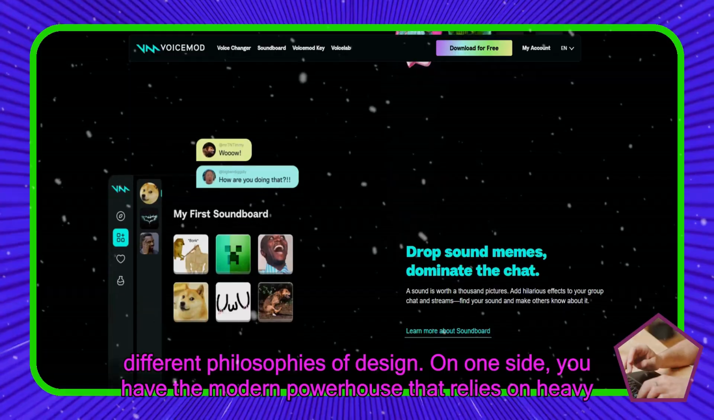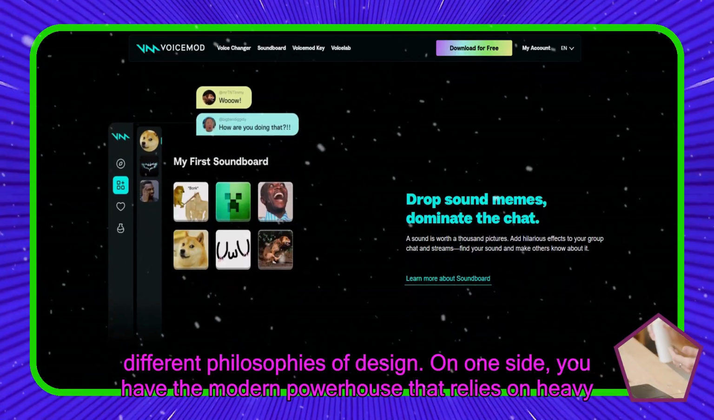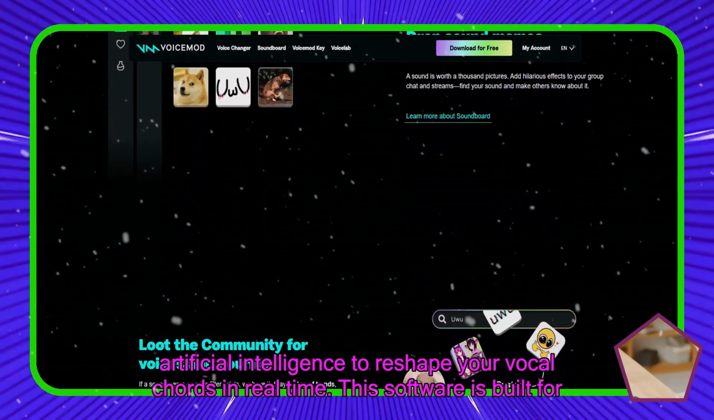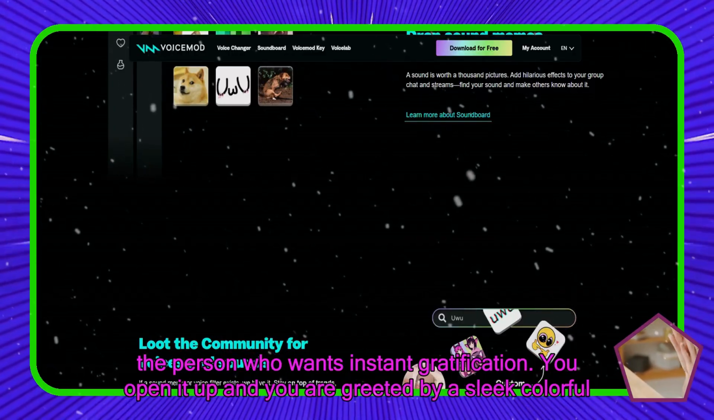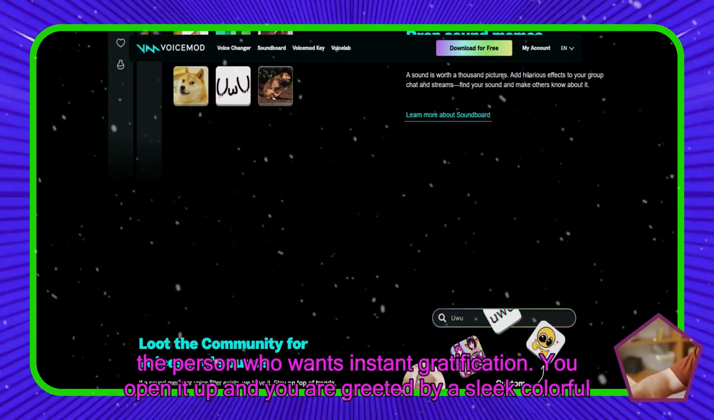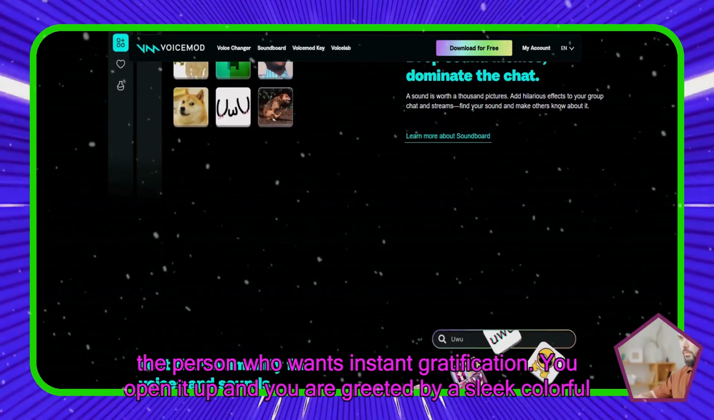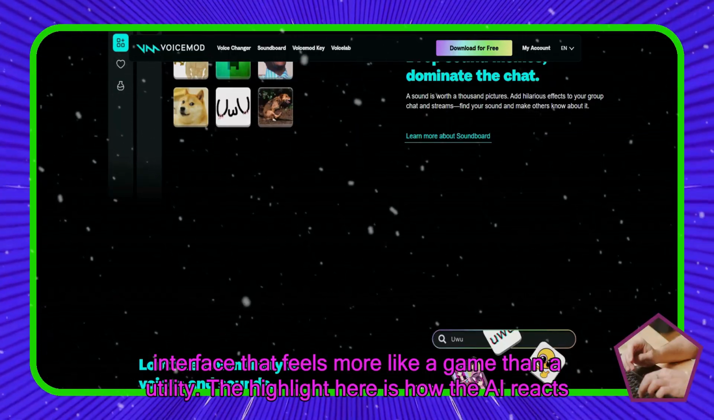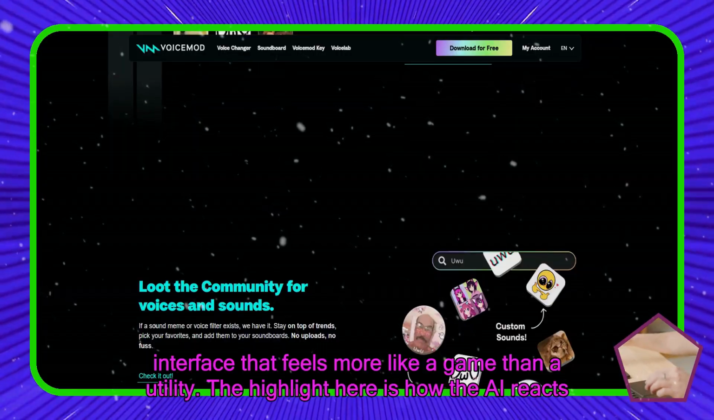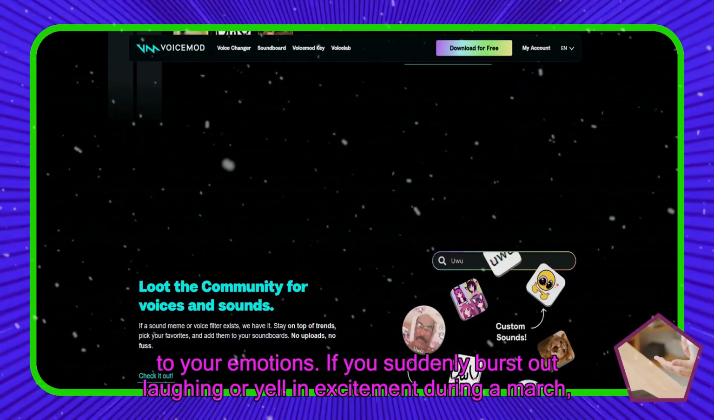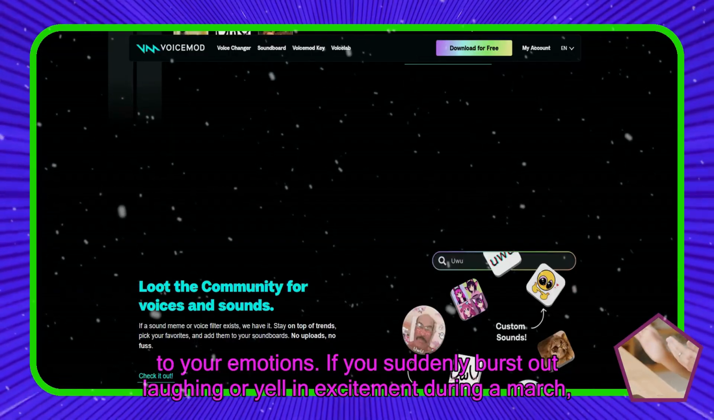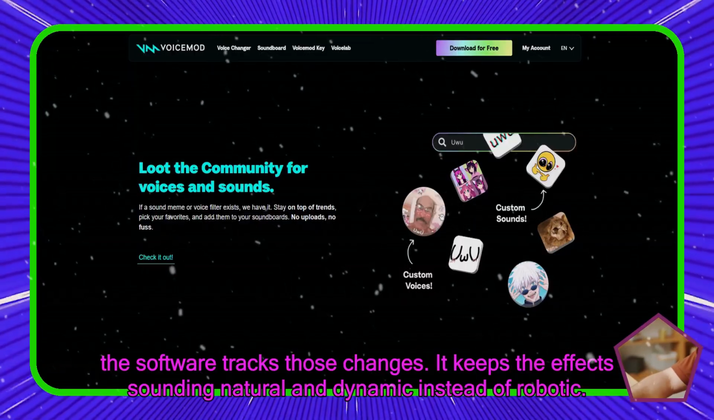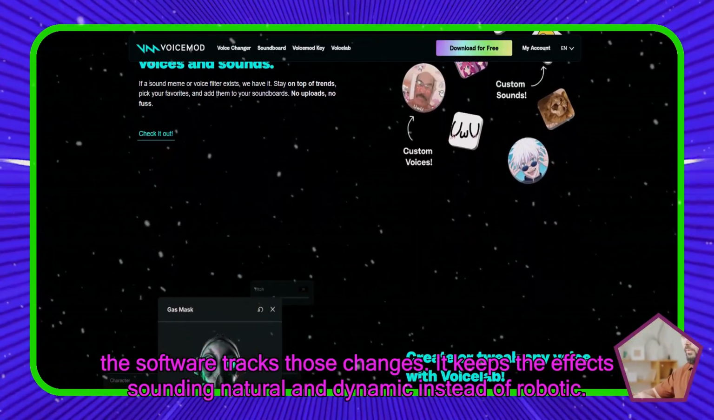On one side, you have the modern powerhouse that relies on heavy artificial intelligence to reshape your vocal cords in real time. This software is built for the person who wants instant gratification. You open it up and you are greeted by a sleek, colorful interface that feels more like a game than a utility. The highlight here is how the AI reacts to your emotions. If you suddenly burst out laughing or yell in excitement during a match, the software tracks those changes. It keeps the effect sounding natural and dynamic instead of robotic.